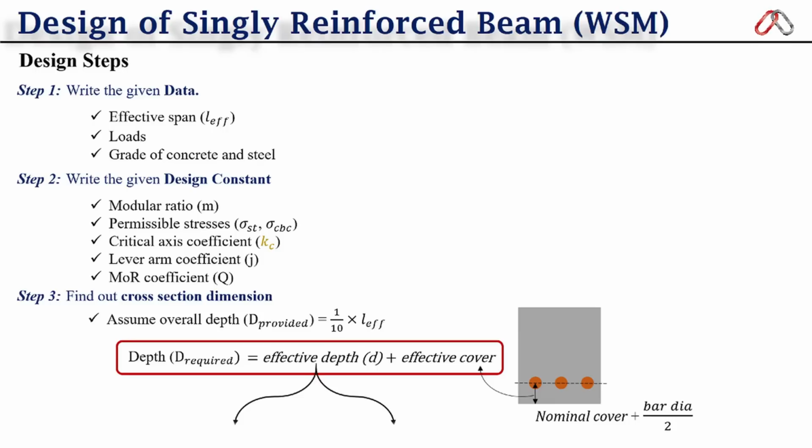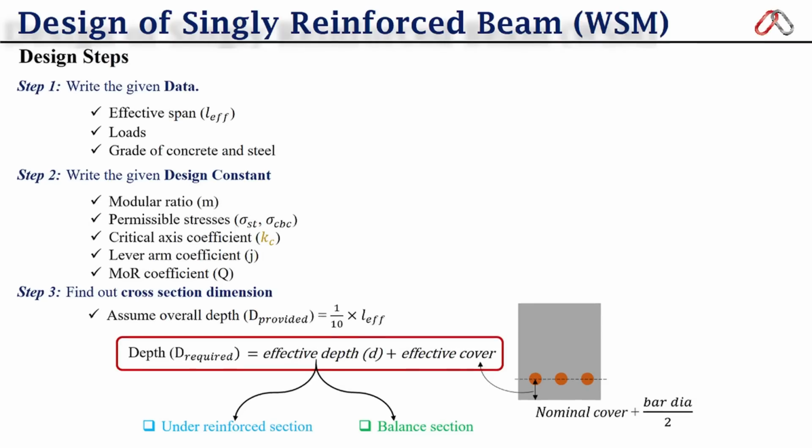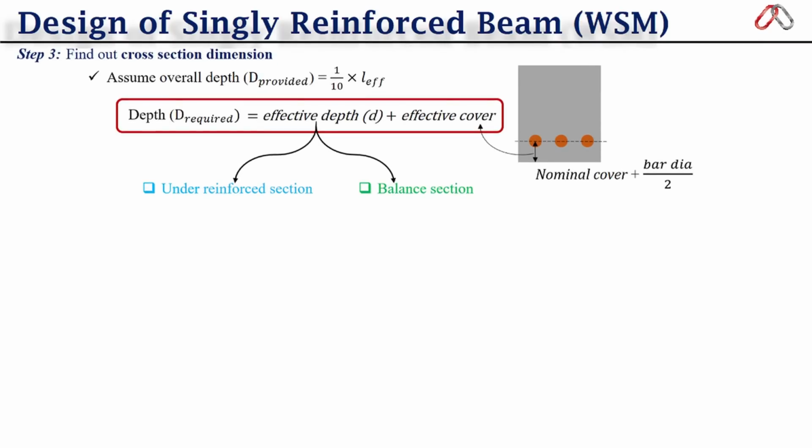The next important step is how to find the effective depth. As I have told you earlier, it is advisable to design a beam as an under reinforced or balanced section. Under reinforced section means that the moment of resistance is more than the applied moment. On the other hand, the balanced section is where the moment of resistance is exactly equal to the applied moment. In the last lecture, I derived the formula for moment of resistance for balanced section.